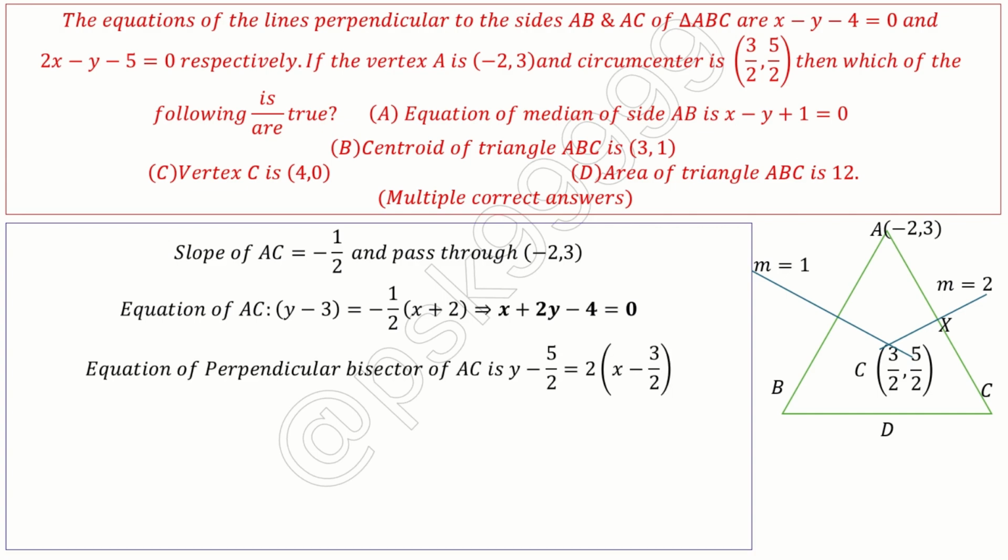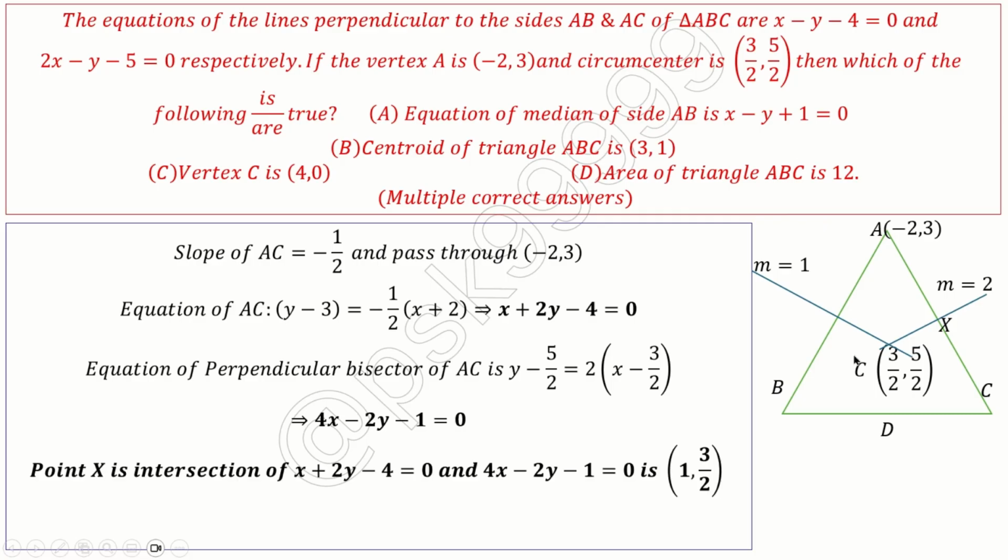Now the equation of the perpendicular bisector of AC, that also I can get, because I know the slope and I know it is passing through 3 by 2 comma 5 by 2, correct? So the slope is 2 and it is passing through 3 by 2 comma 5 by 2. So my equation is here, which I simplify. This is the equation. Now if I solve these two equations, I get the coordinates of the point X, the point of intersection of these two equations, which is nothing but 1 comma 3 by 2.